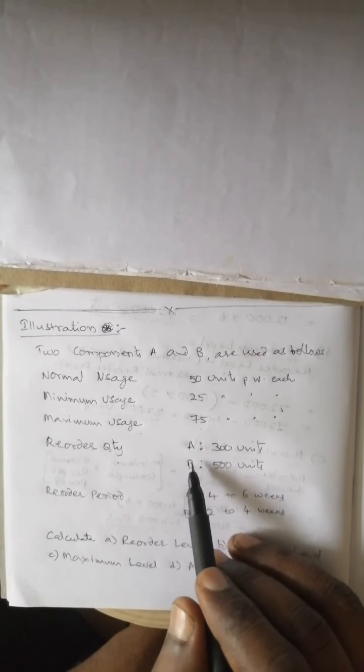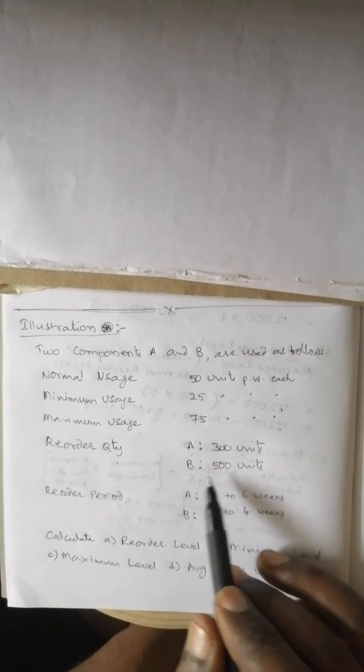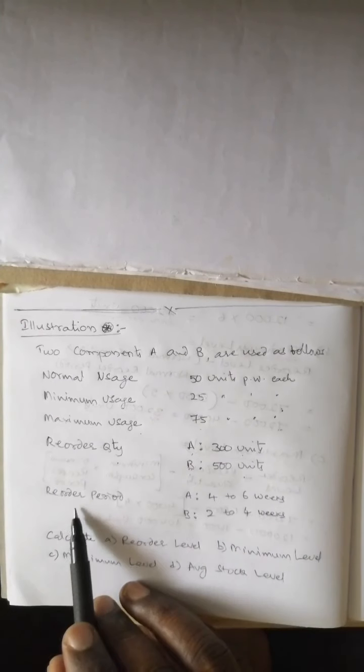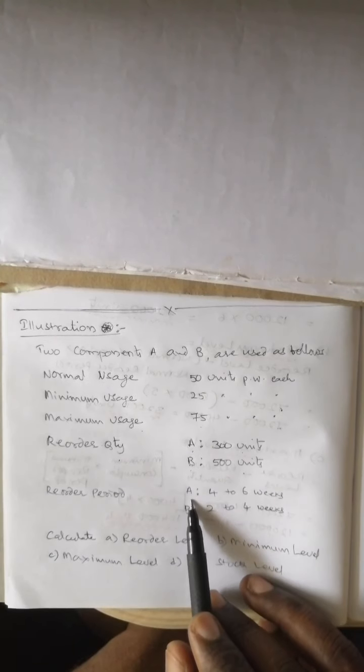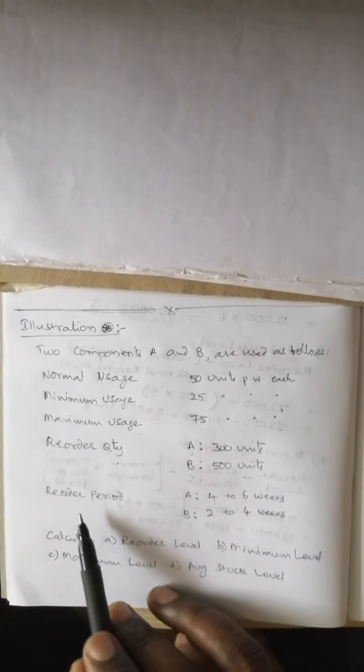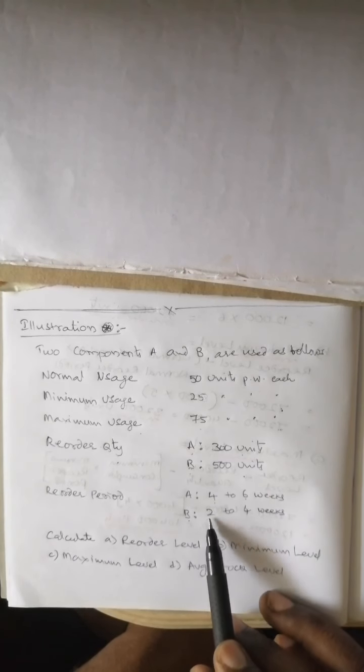Reorder quantity. For both components separate units are given. A component 300 units, B component 500 units. Reorder period. For component A 4 to 6 weeks, minimum 4 weeks, maximum 6 weeks. Reorder period for component B 2 to 4 weeks, minimum 2 weeks, maximum 4 weeks. And what is asked here? Reorder level, minimum stock level, maximum stock level and average stock level. These are the 4 stock levels which are asked to compute.